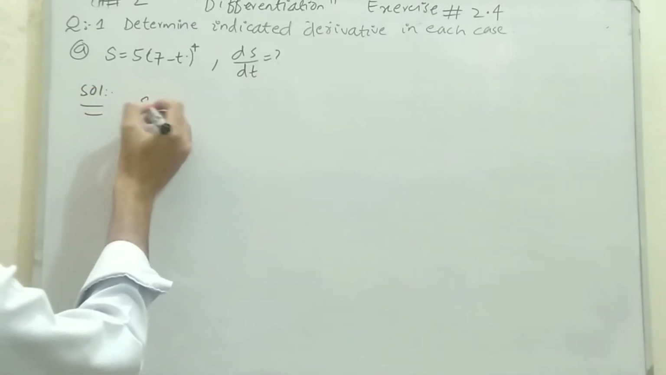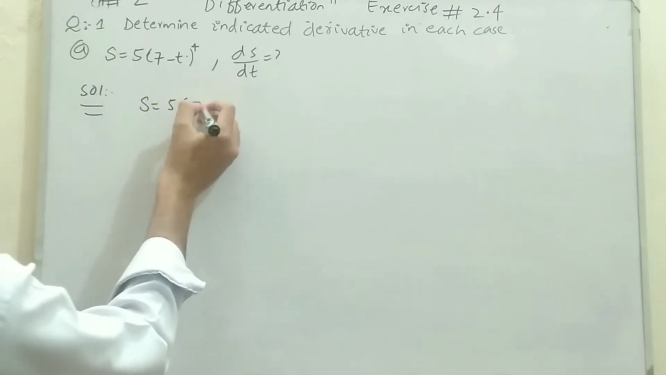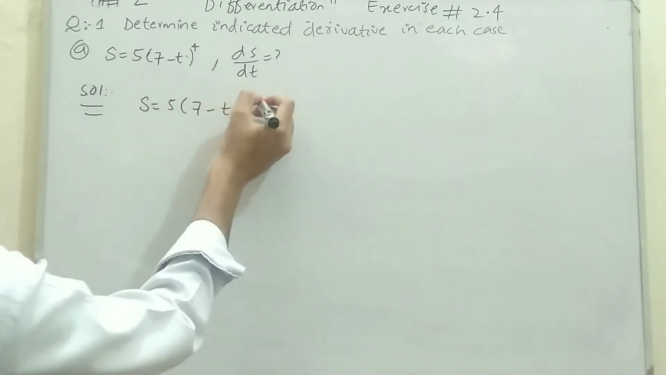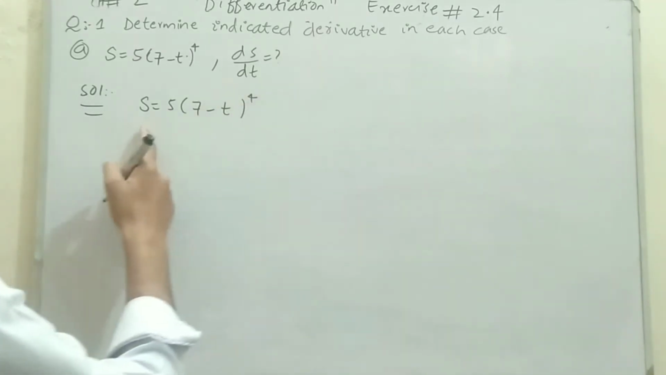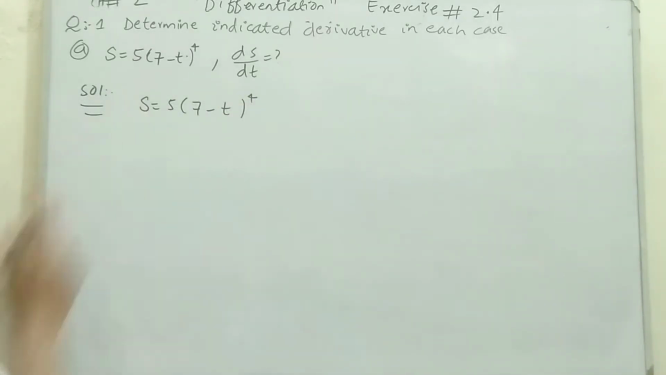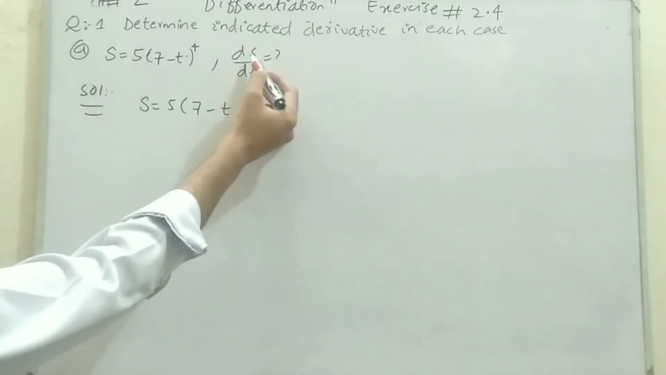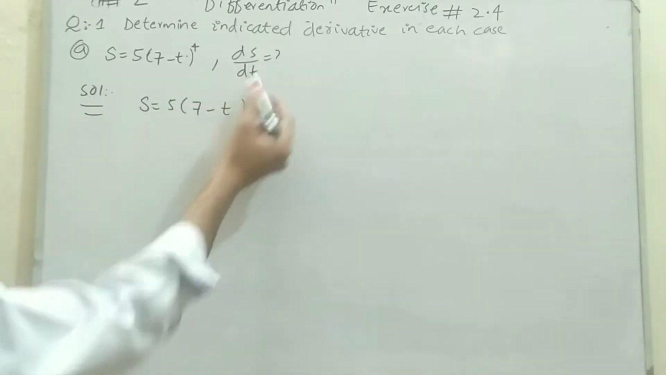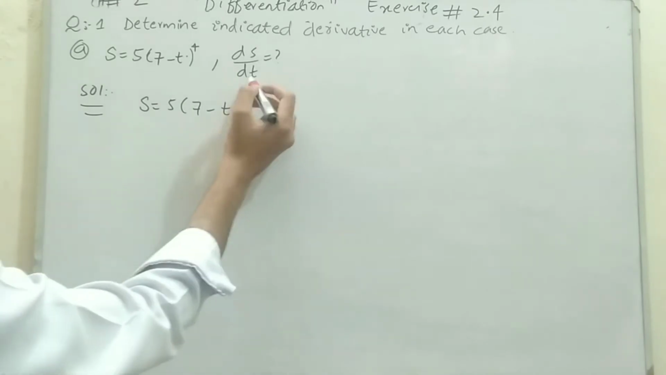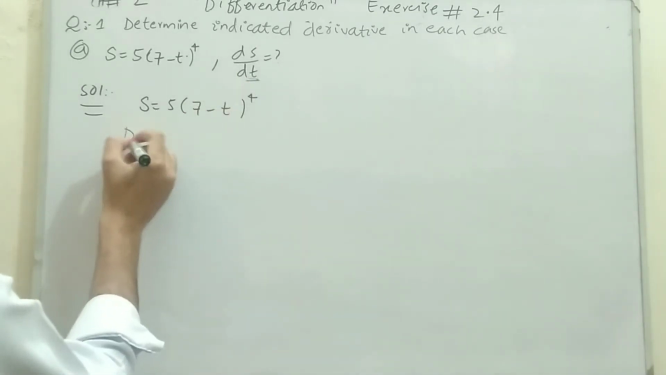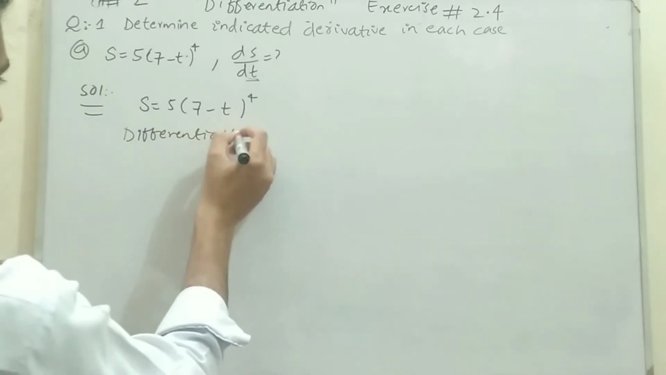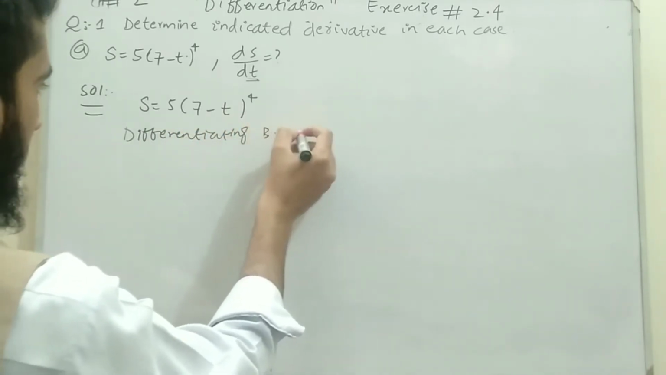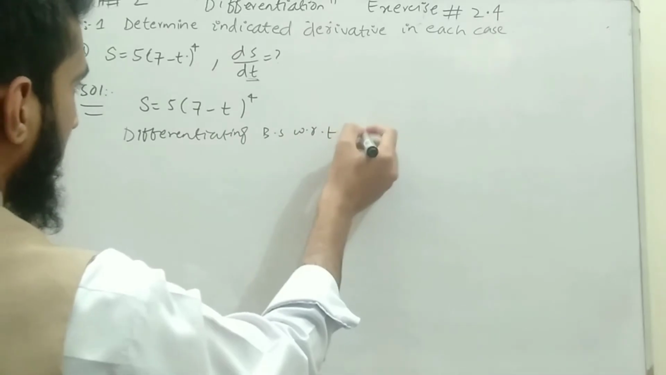We have given s is equal to 5 multiply 7 minus t whole raised to power 4. Here the independent variable is t and the dependent variable is s. So here we are going to find the derivative of s with respect to t. So it means that we will differentiate both sides with respect to t. So differentiating both sides with respect to t.